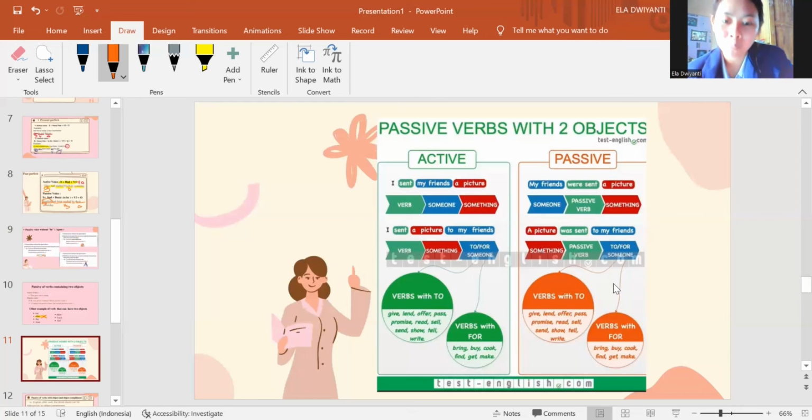In the active voice, verbs with "to" are give, lend, offer, pass, promise, read, sell, send, show, tell, return. Verbs with "for" are bring, buy, cook, find, get, make. In the passive voice, verbs with "to" are give, lend, offer, pass, promise, read, the same as in the active voice. And the verbs with "for" are also the same as in the active voice, like bring, buy, cook, find, get, make.